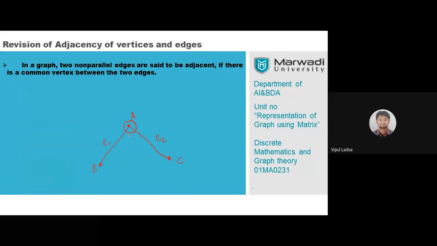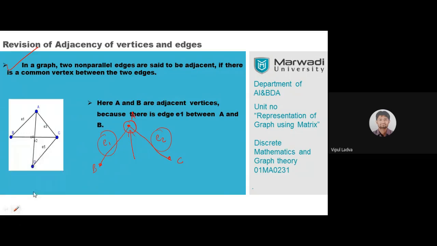A is the endpoint of E1, one of the terminal vertices of edge E1, as well as vertex A is also one of the terminal vertices of edge E2. So in this way we can say that two non-parallel edges are adjacent. Observe that E1 and E2 both are non-parallel edges. These two edges are adjacent because there is a vertex which is common to both. So that is what I mentioned when we can say that two non-parallel edges are adjacent. Let me move ahead.